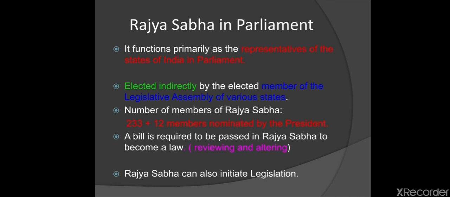So these 12 members are nominated by the President, and a bill is required to be passed in Rajya Sabha to become a law. That is called reviewing and altering. So whenever any law has to be made, first a bill is made.